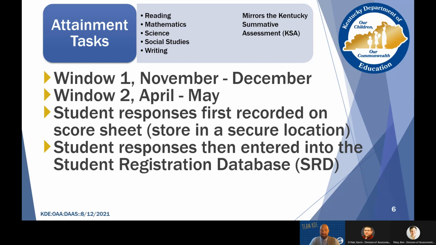Once your student responds, the answer is then recorded on the paper copy of the answer sheet provided with the actual material shipment. After the administration is over, the answers are then recorded electronically in the Student Registration Database, or the SRD, after you've been activated by your DAC, DOS, or District Alternate Assessment Administrator. Part 2 of this training will focus solely on attainment tasks and the components related to those administrations.